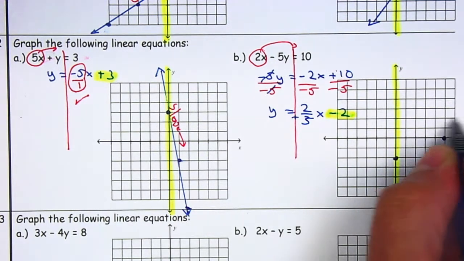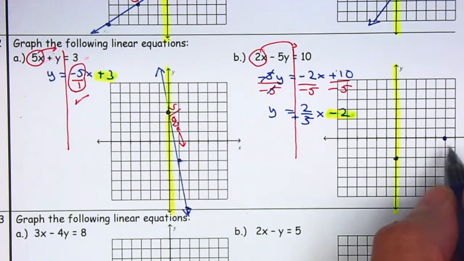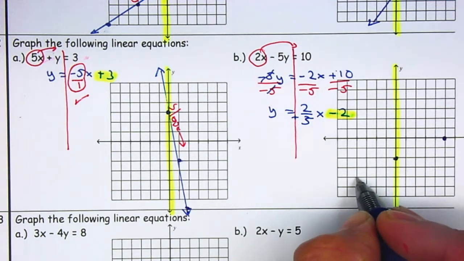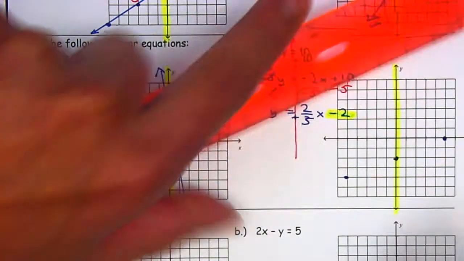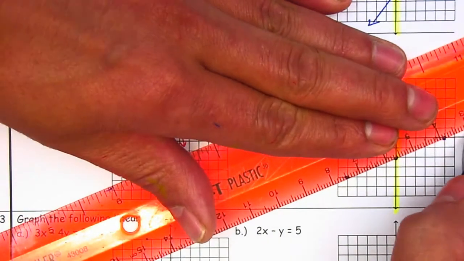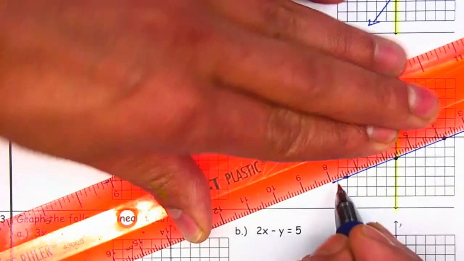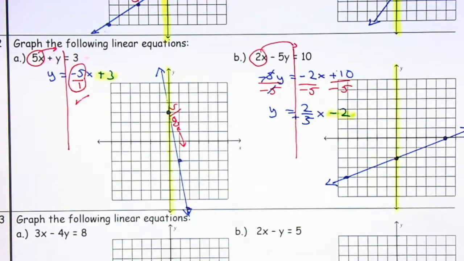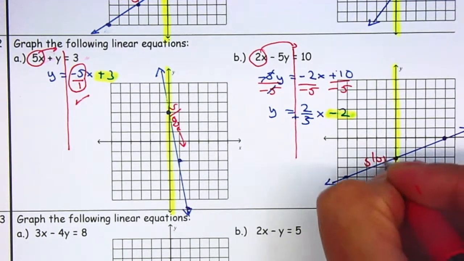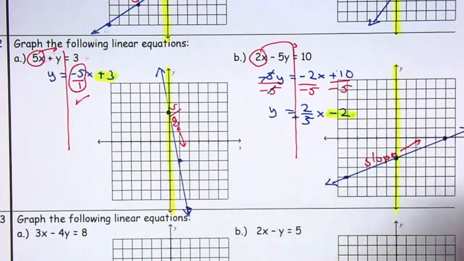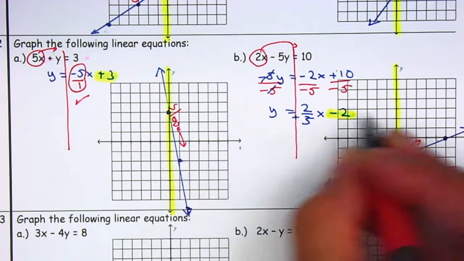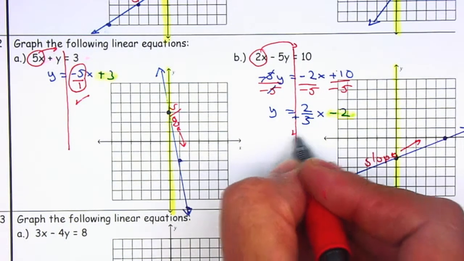I can try once again, but I don't have enough space. Or I can do the opposite, down and to the left: down 2, to the left 5. And that will give me my full line. You want to make sure that you place lines all the way through, arrows on both sides. I'm going to write the word slope on the line. If it's positive, it should be going up. The slope for this graph is positive. The slope for the equation is positive, so it matches.